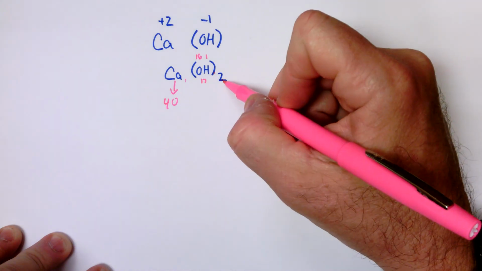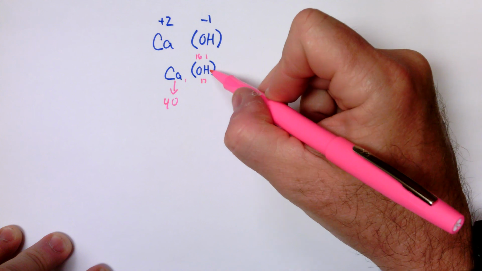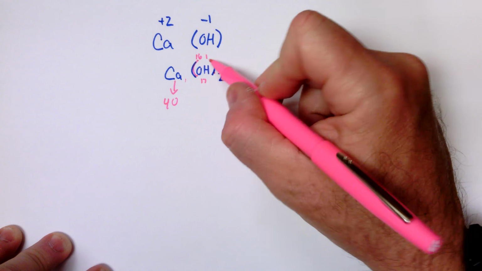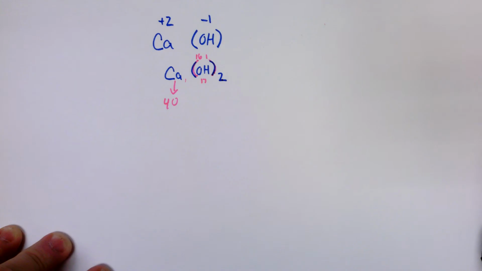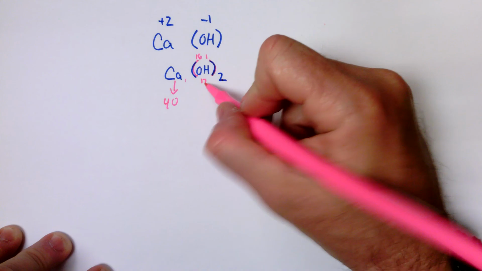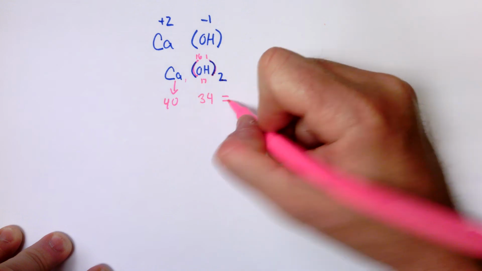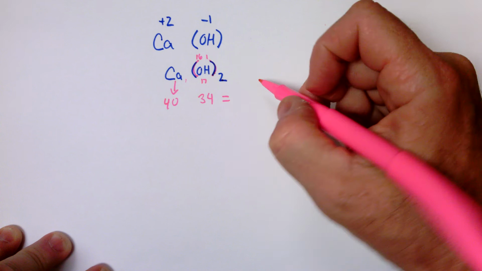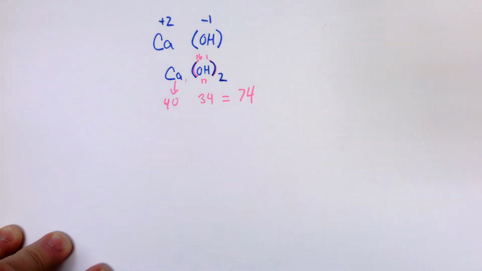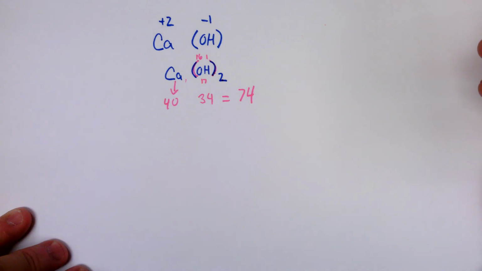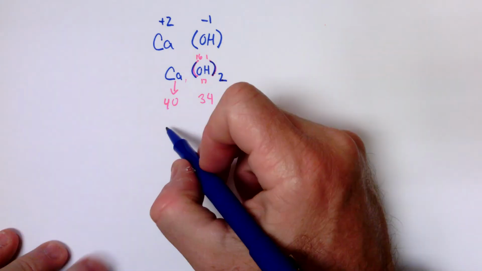Remember, the subscript tells you how many of each thing you have in the atom. So there's 2 of this thing here. Well, that thing has a mass of 17, so 2 of them has a mass of 34, and the total mass of that ionic formula is going to be 74. That's the only hard part to this, is counting how many of each atom there are in the compound.